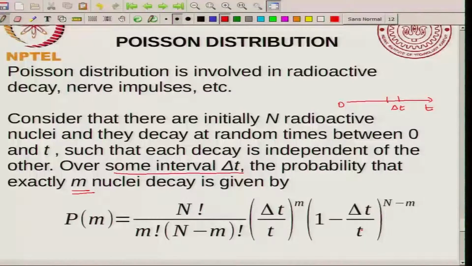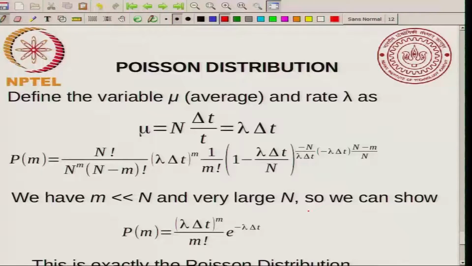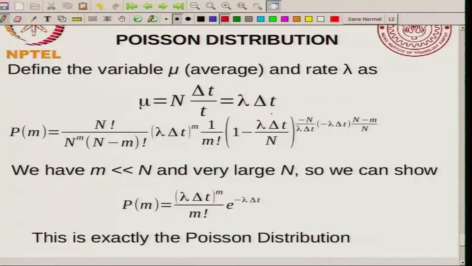So, once you have this P of m in this form, what you need to do to get a Poisson distribution is to take this and consider the case where n is very large. So, first we define the variable mu, which is the average, and the rate in this form. So, mu is defined as n times delta t by t, which is nothing but n times the probability of one nucleus decaying, like n times h in the binomial distribution. So, it will be equal to the average, and we define a quantity lambda. So, we define this average as lambda times delta t.